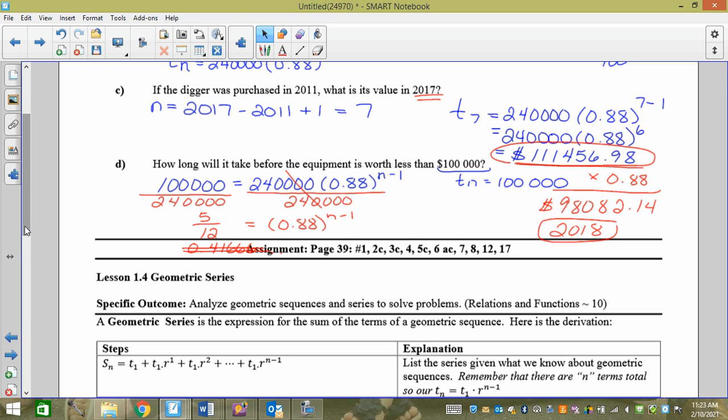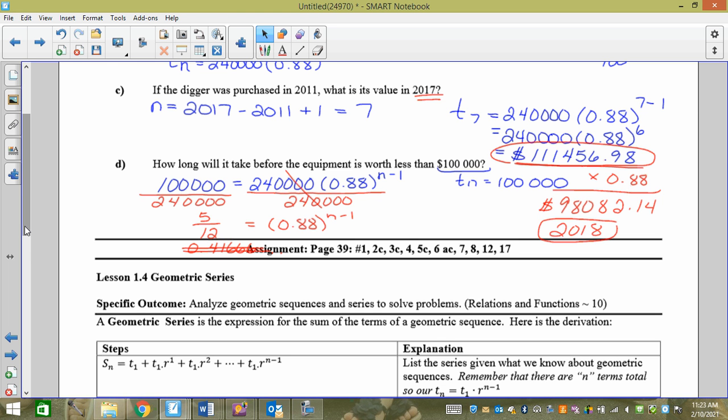Would I rather you just have the 0.88 and see if it works? Sure. I'm just showing you a way that you can actually figure it out with your calculator instead of just guessing and checking. So at that point, you put the left side into y1, the right side into y2. Everyone got that?